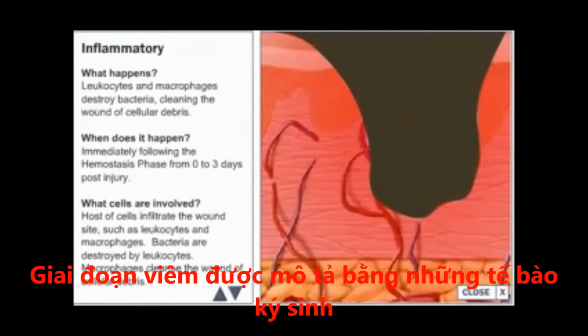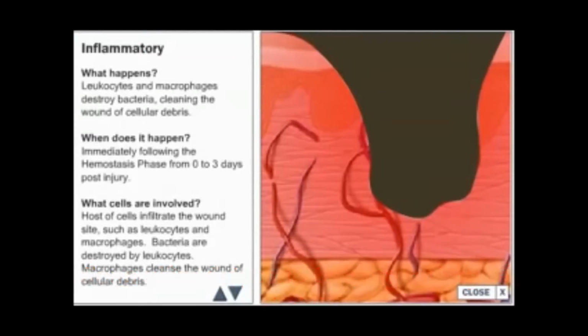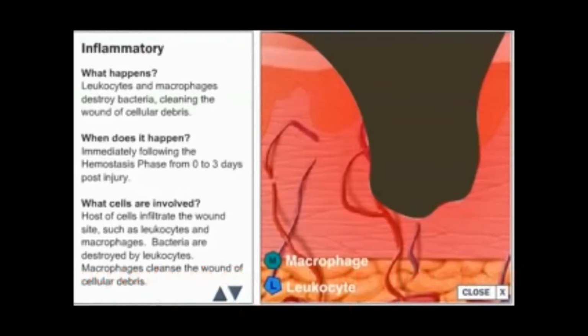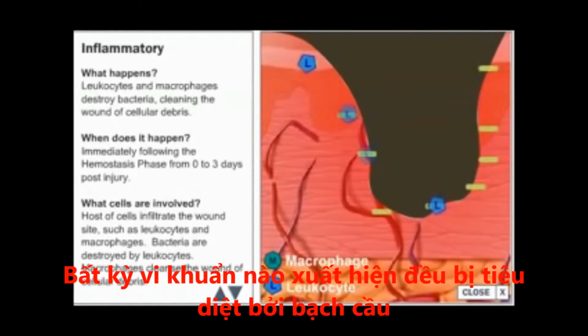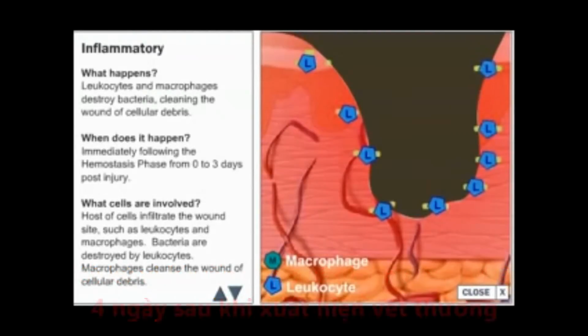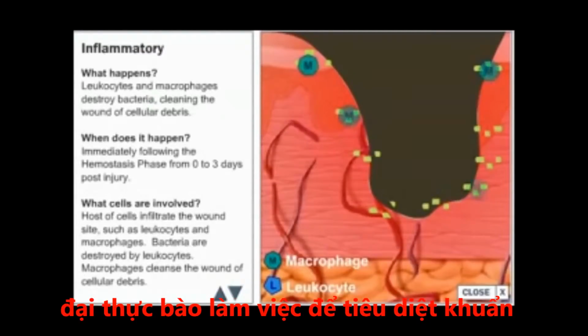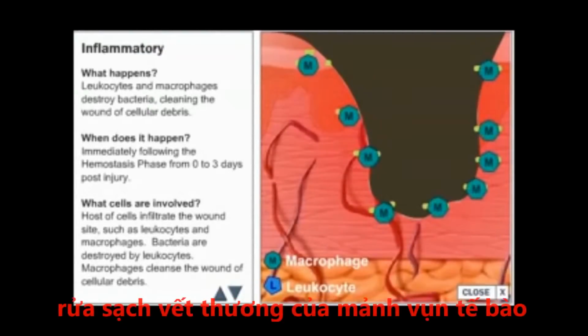The inflammatory phase is characterized by a host of cells, leukocytes and macrophages, infiltrating the wound sites. Bleeding is controlled by hemostasis. Any bacteria that is present is destroyed by leukocytes, particularly the polymorphonuclear neutrophils. About 4 days after the injury, macrophages work to destroy bacteria, cleansing the wound of cellular debris.